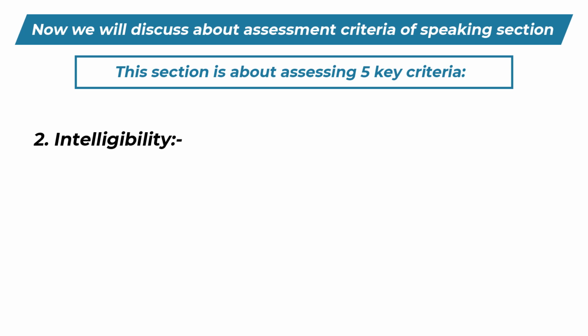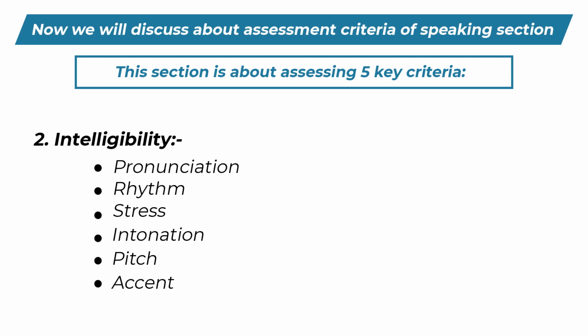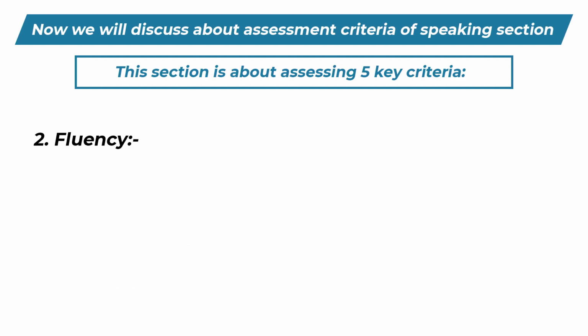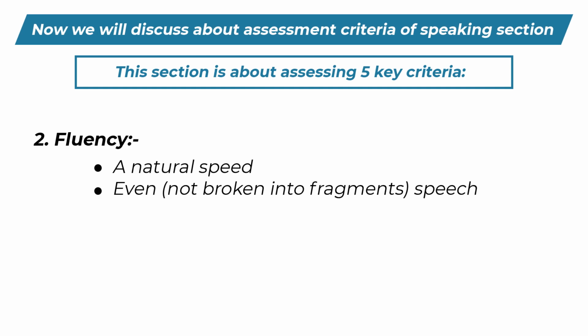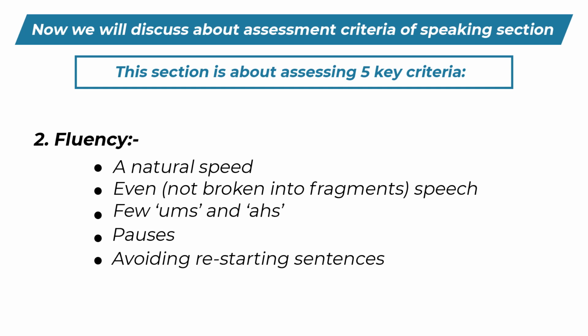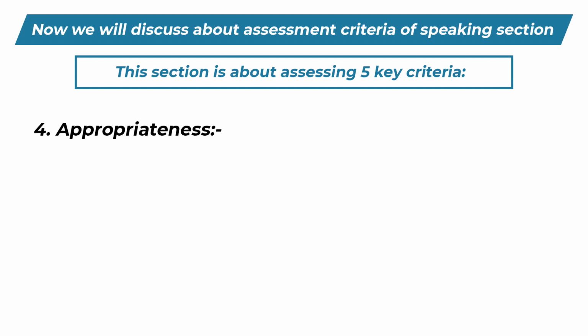Next is intelligibility. This is your ability to be heard and understood by your patient. It includes a demonstration of skill in pronunciation, rhythm, stress, intonation, pitch, and accent. Third comes fluency. This is your ability to speak continuously and smoothly without too much hesitation or repetition. This includes natural speech. Don't use fillers such as ums. No pauses should be there. Avoid restarting sentences.